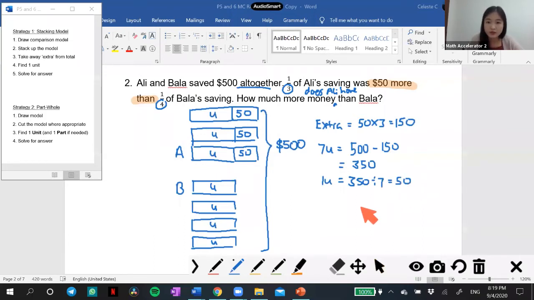That's 1 unit. How much more money does Ali have than Bala? So we need to find both of them and then find the difference. So let's find Bala. 1, 2, 3, 4 units. You have 1 unit, you can times 4 for Bala. So Bala, how much? 200. Okay, good.